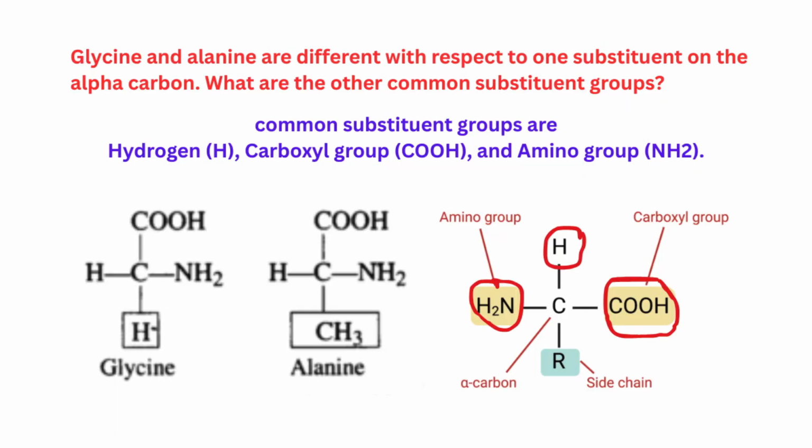3. Glycine and alanine are different with respect to one substituent on the alpha carbon. What are the other common substituent groups? Common substituent groups on the alpha carbon of glycine and alanine are hydrogen, carboxylic group and amino group.